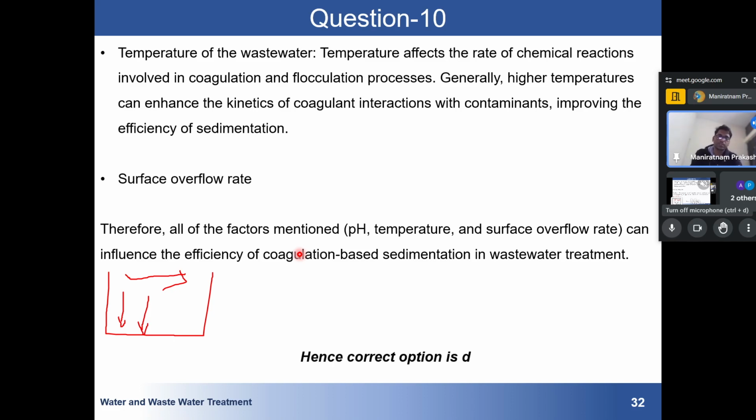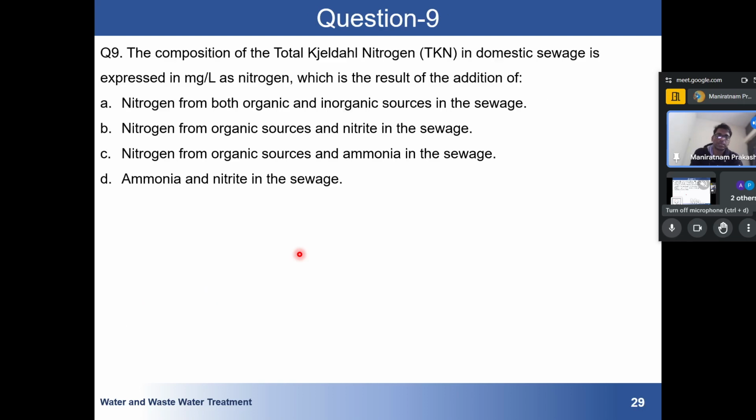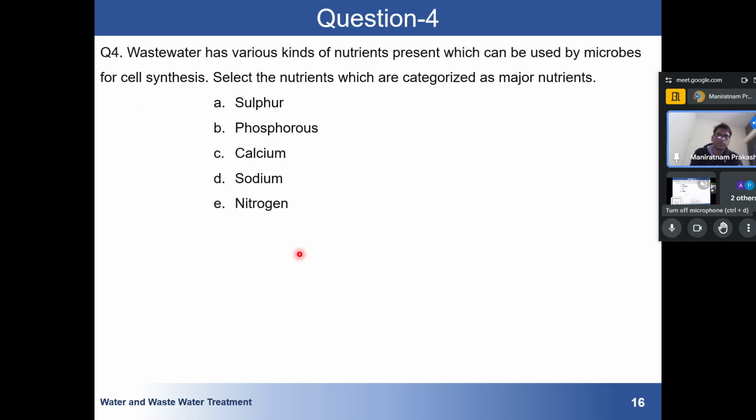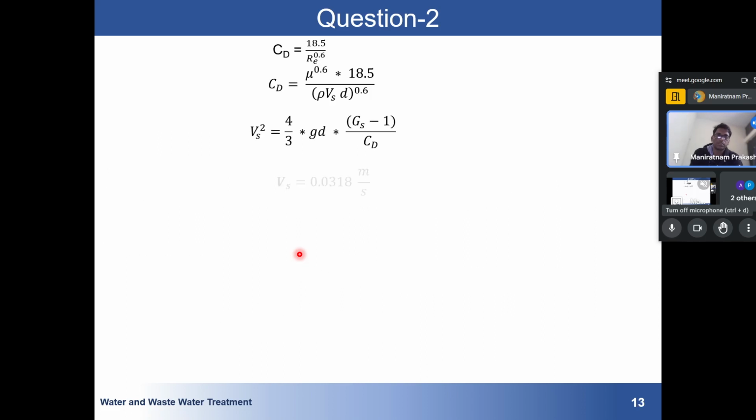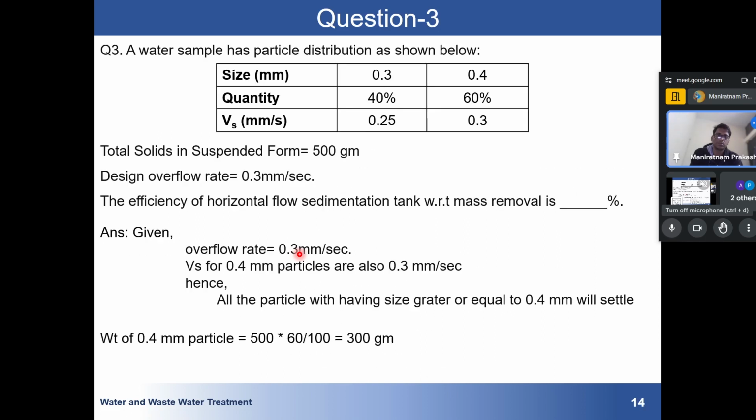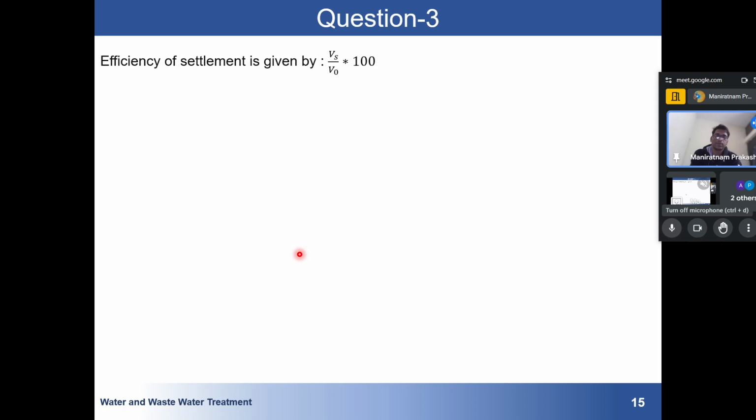Hence the correct option is D. So that was the last question. There was something which I said that I will discuss in the last, that is the derivation of this thing. Before discussing that, there is a thing: efficiency is defined by Vs by V naught.